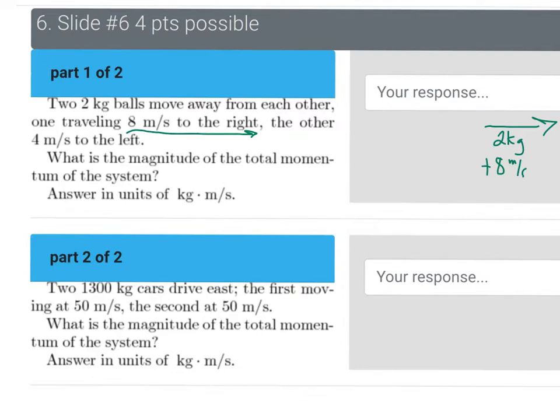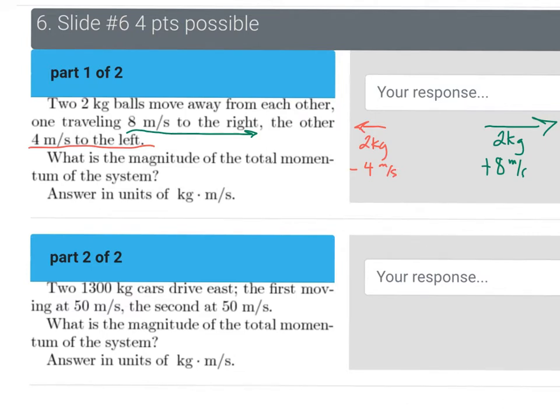All right, the other one is traveling 4 meters per second, but to the left. So it's traveling half as fast, a smaller arrow. It's still 2 kilograms. The velocity would be negative 4 meters per second.